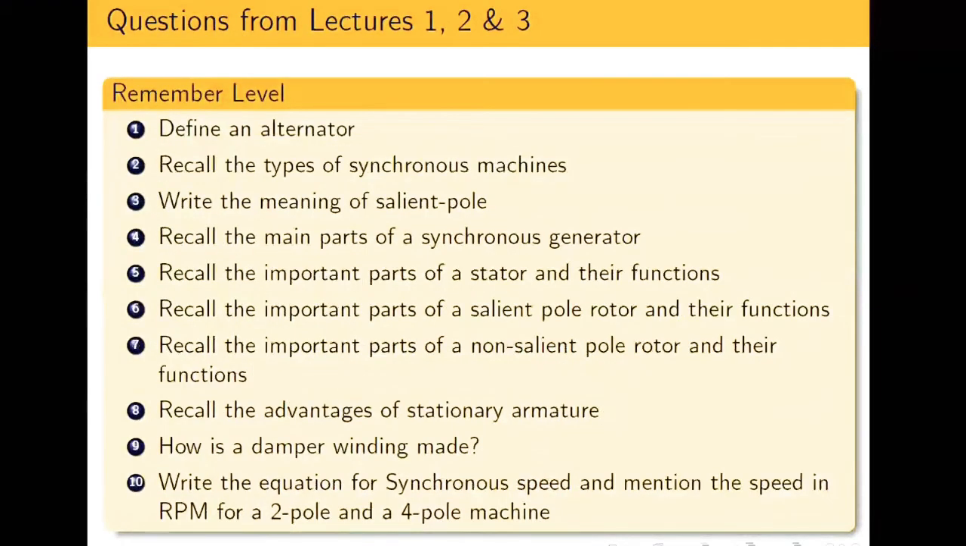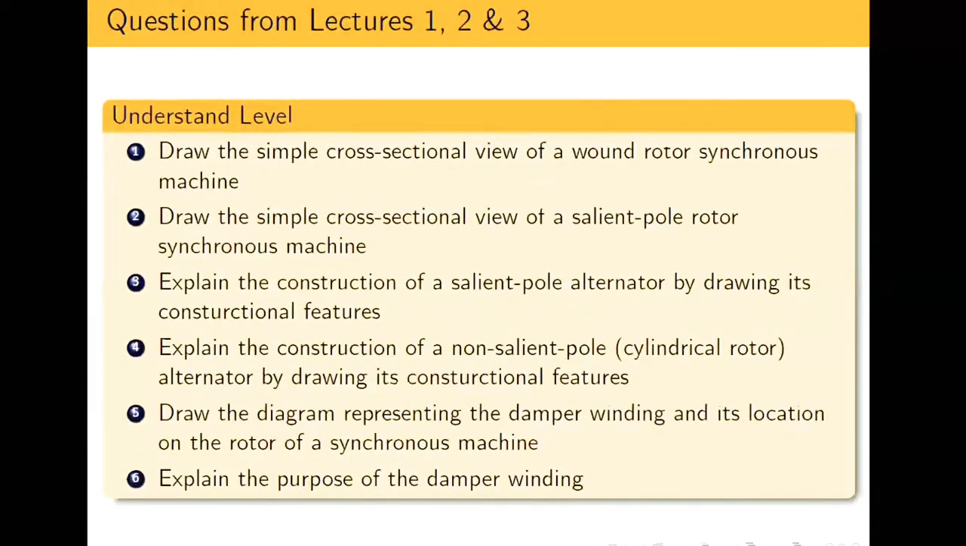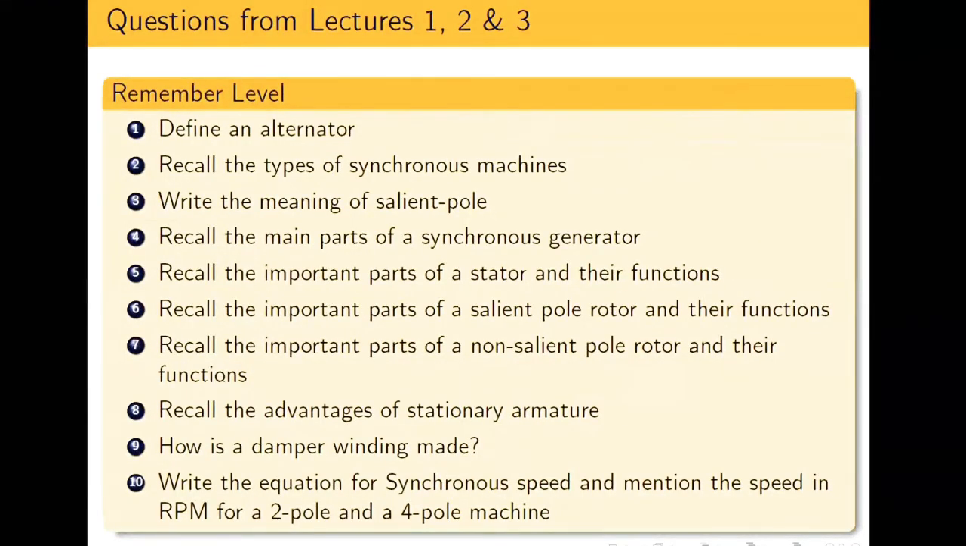So far I have given only remember level and understand level. Design the questions on apply level also for this topic. But since it is a constructional feature only, we can go for understand level. We will not go beyond that level; these are lower order thinking levels.